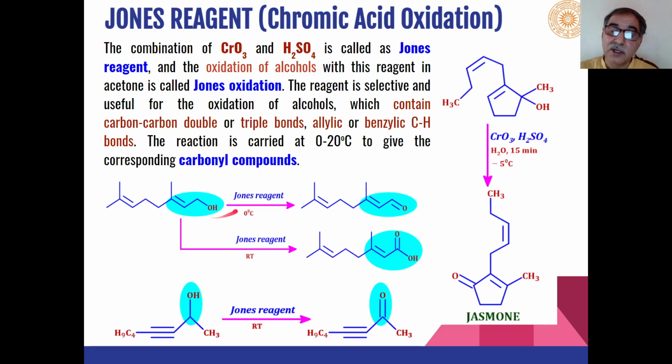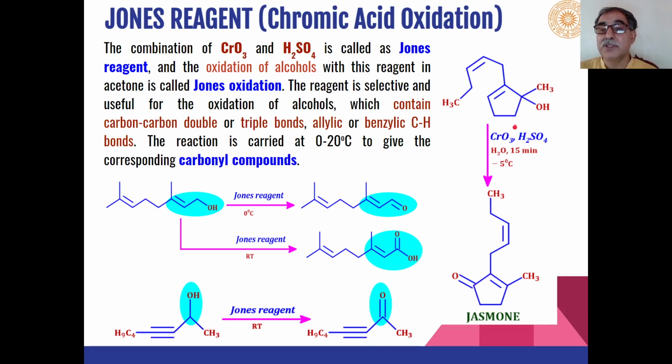The allylic alcohols are oxidized to the corresponding carbonyl compounds, and these carbonyl compounds may be aldehydes, carboxylic acids or ketones, depending upon the temperature at which the reaction is performed. Similarly, in this case, where the hydroxyl group is attached to the carbon alpha to a carbon-carbon triple bond, when Jones reagent is reacted at room temperature, the corresponding ketone is formed as the product.